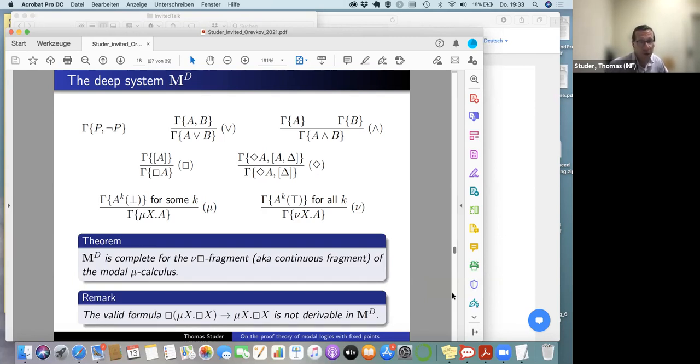And it's true, cut elimination is easy, but unfortunately the system is not complete. It is only complete for the so-called nu-box fragment, semantically also called the continuous fragment of the modal mu calculus. This is the fragment of those formulas, those operators, where the fixed point is reached after finitely many iterations. So the thing is, for the omega rule here, we could show that this is sound.